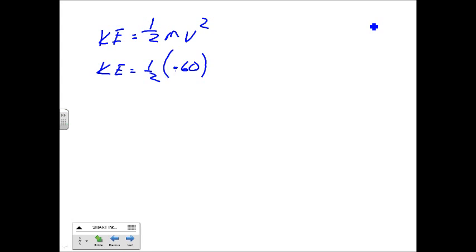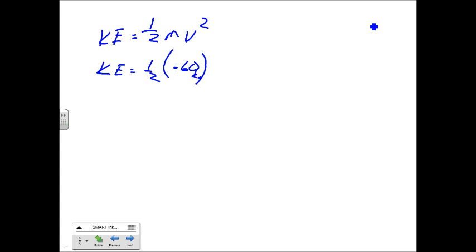First thing we want to know is the kinetic energy at point A. You had to remember the equation. Kinetic energy is what? 1/2 mass times velocity squared. So KE is 1/2. The mass is 0.6. It's got to be in kilograms, so your kinetic energy will come out in what units? Joules. It's got to be in kilograms, not grams.